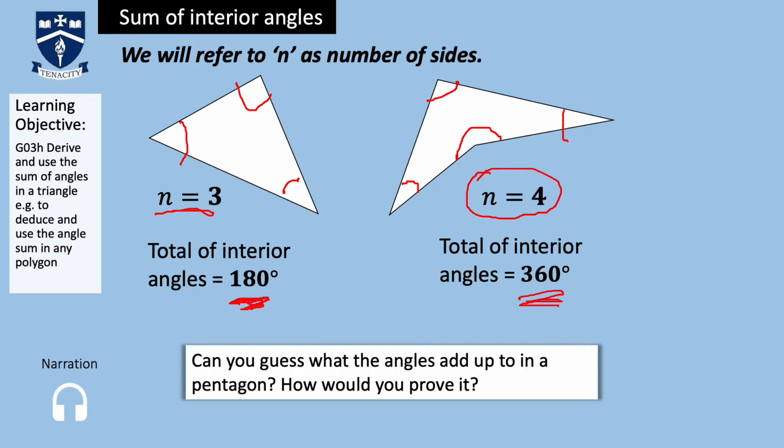Before we go on, can you guess what the angles add up to in a pentagon? And how can we prove it? So just have a think. Using the information I have on the screen, do you think I can work out what the angles inside a pentagon add up to, not how many angles there are? There are 5 angles. What do they add up to, and how can we prove it using all the information we have on the screen?